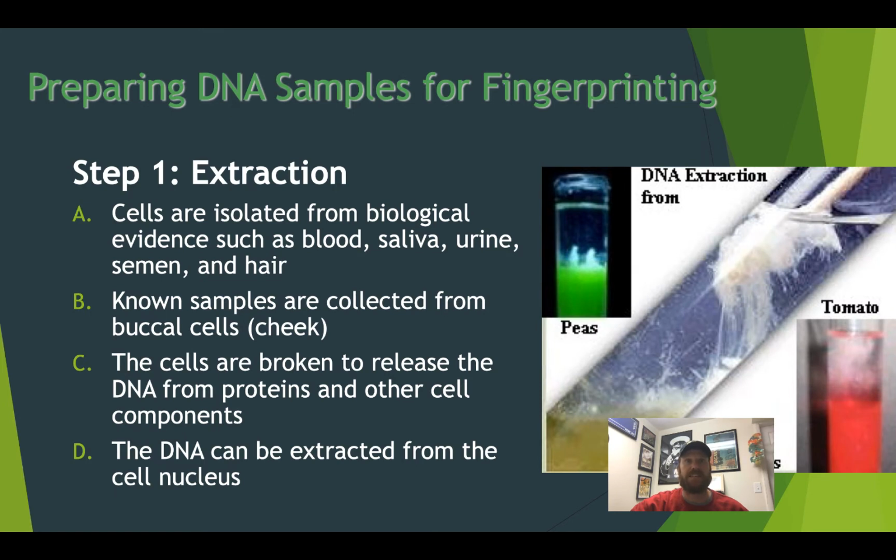Extracting DNA is actually pretty simple. The DNA just has to be separated from other cellular components like lipids and proteins. The white globs in these photos are DNA that has been extracted from peas and tomatoes. A similar process can be used to extract DNA from human tissue or any cell that has a nucleus.